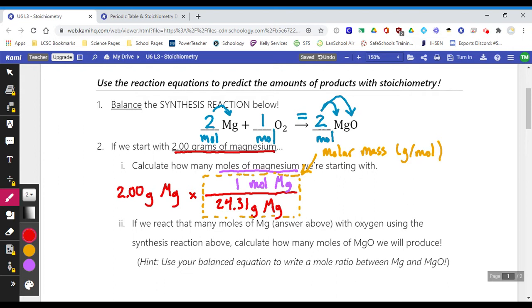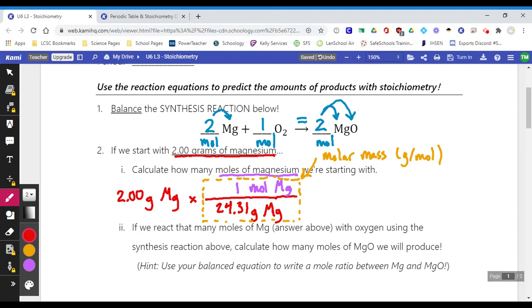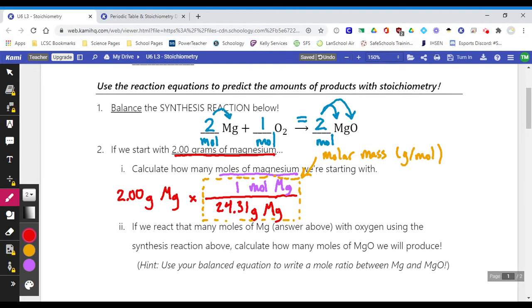So when I do the math of this, my pen just died. Oh, nope, maybe it's just lagging. No, maybe it did die. Okay, let me put the battery back in.